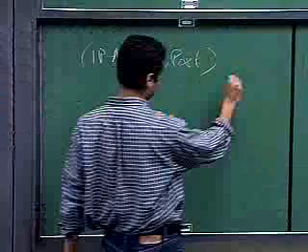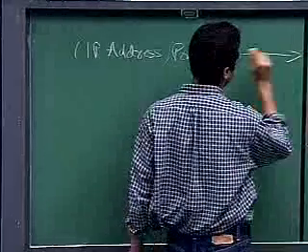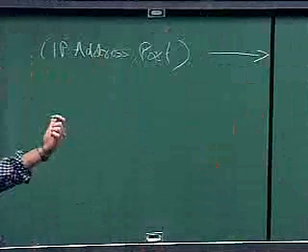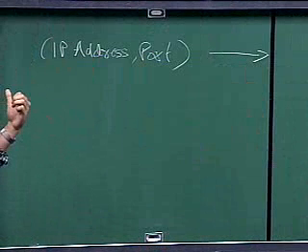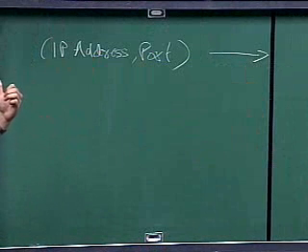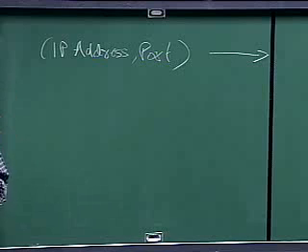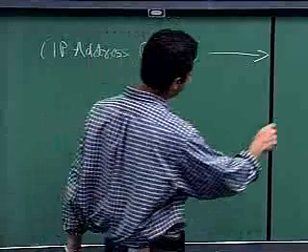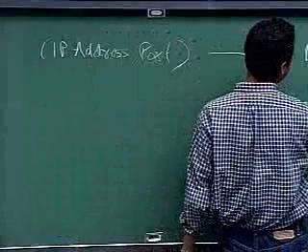So the IP address and port number was required by the sockets to identify the remote entity or the remote process that it wanted to communicate with. So this is the name.